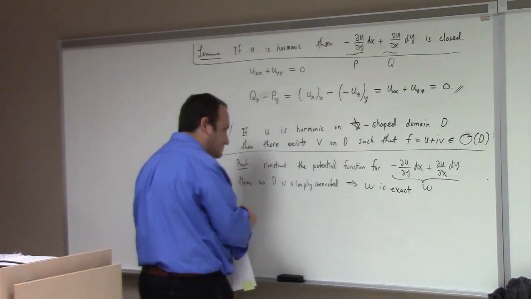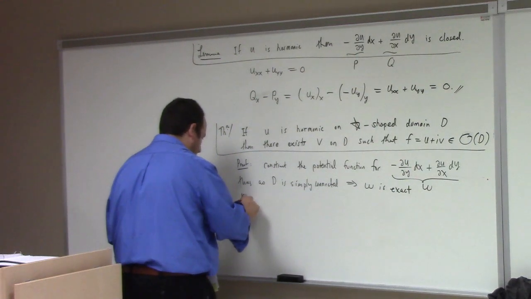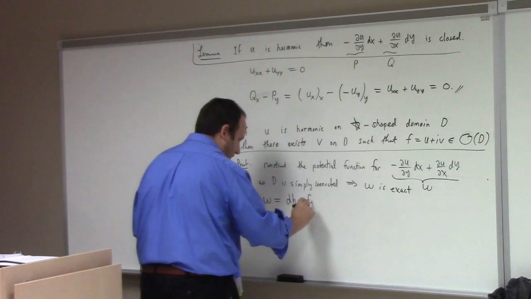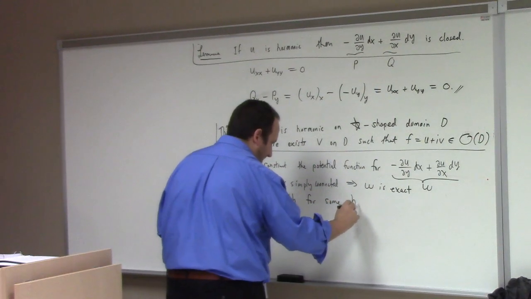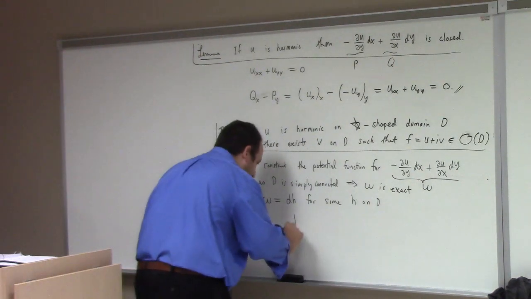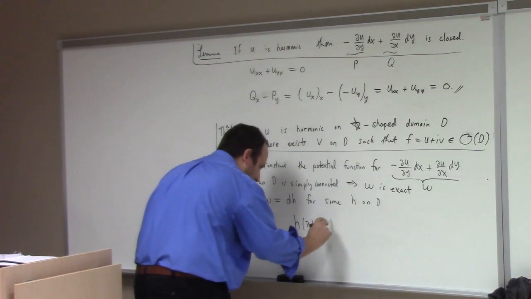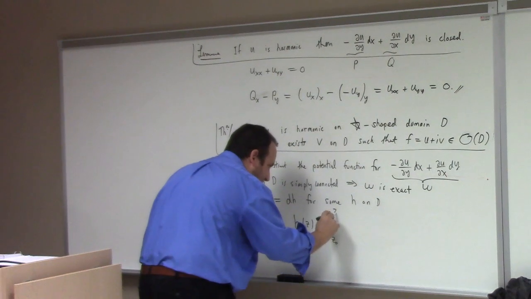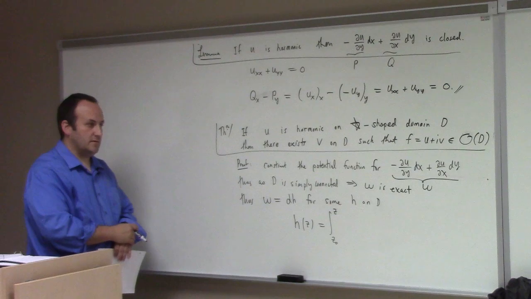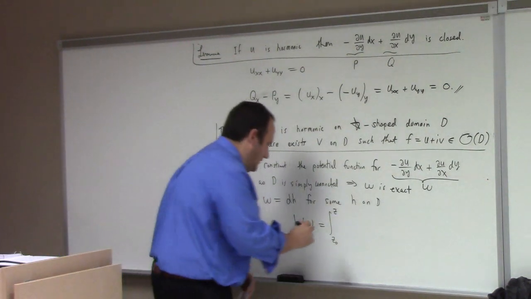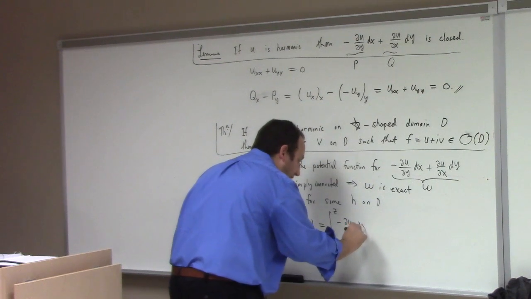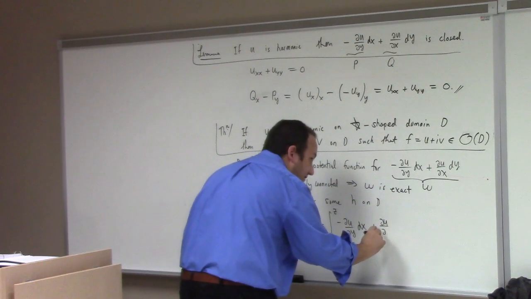And so, thus, omega is equal to dh for some h on D. And the way you construct h, all right, h of z, you just define to be the integral from z naught to z of omega. And so in this context, it would be minus partial u partial y dx plus partial u partial x dy, I believe.